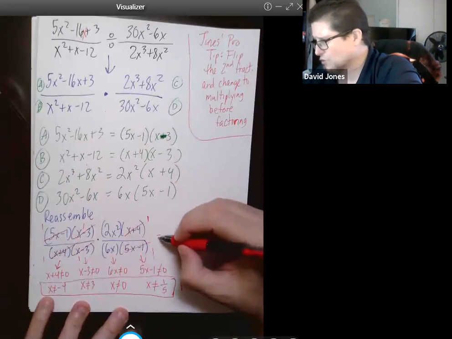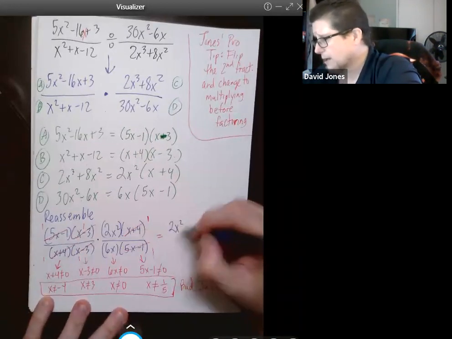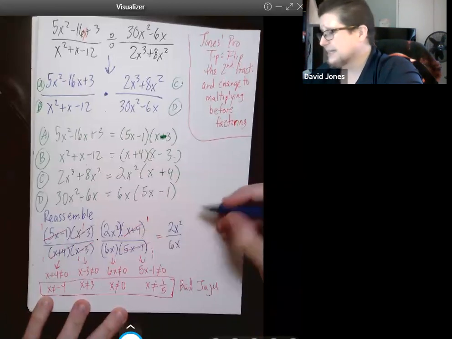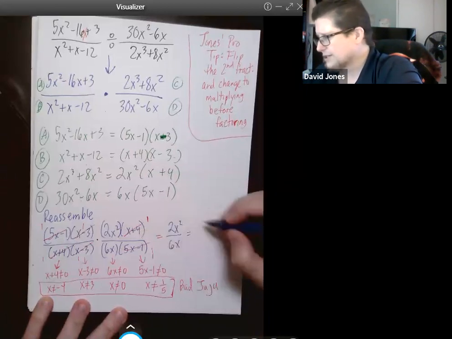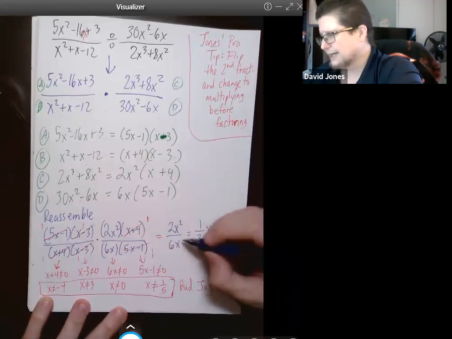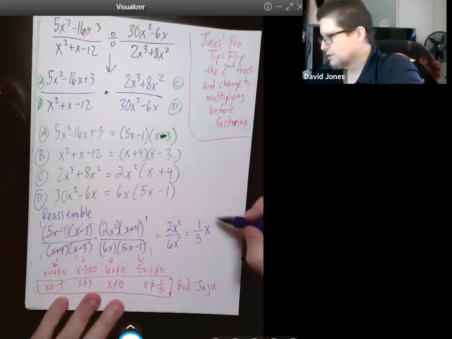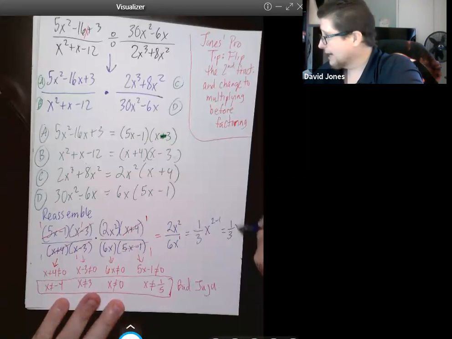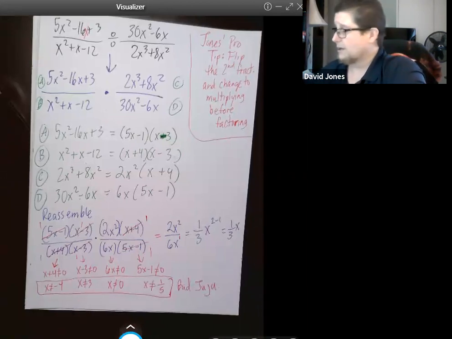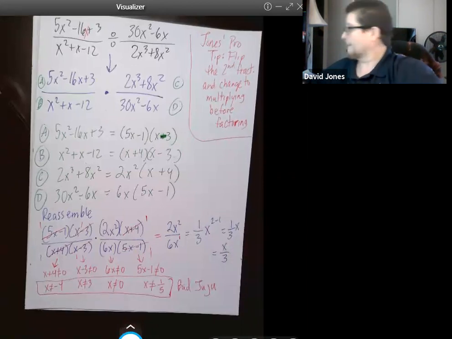Notice this all trims down to, all I've got left on top is 2x squared. All that's left on bottom is 6x. 2 over 6 simplifies to 1 over 3. And we can subtract exponents. There's an invisible 1 on the exponent on the bottom. 2 minus 1. Or this all simplifies to 1/3 x, which is equal to x over 3. Either one works. Okay.